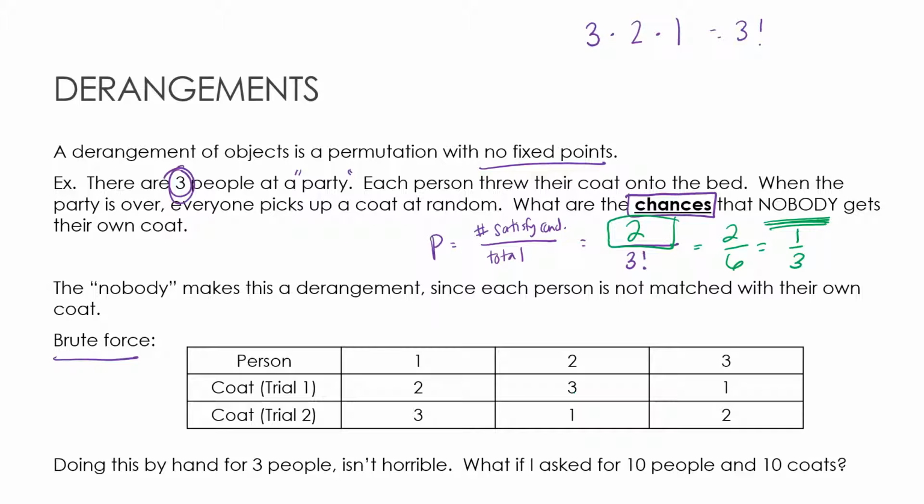Now, this was not horrible because we had 3 people, but let's say now you've got more friends and you have 10 people and 10 coats. Well, that's going to make things a lot more difficult, because it's not going to work out so nicely in my little table where if 1 gets 2, then 2 must get 3, etc. There are going to be a lot of different ways that can happen. So let's look at a mathematical way to go about this.